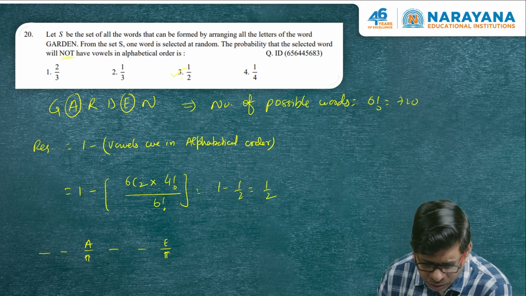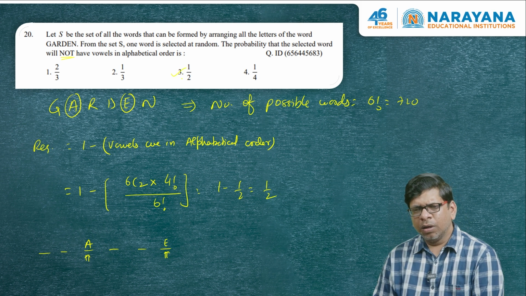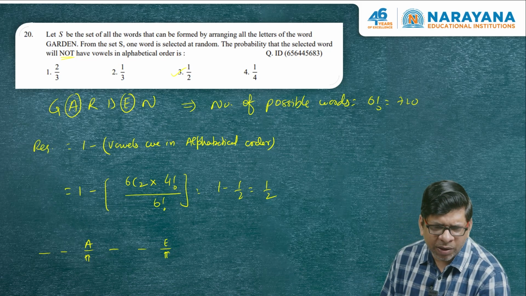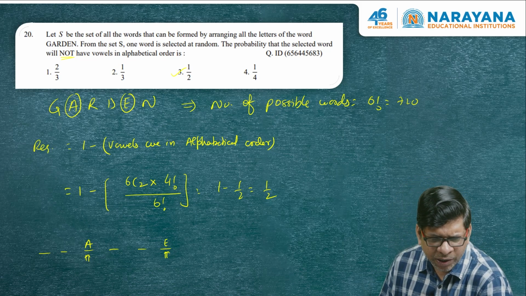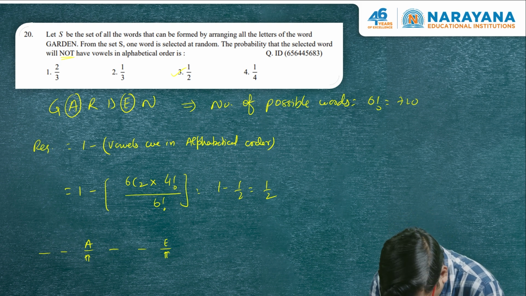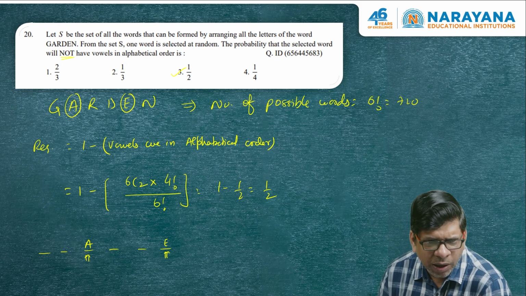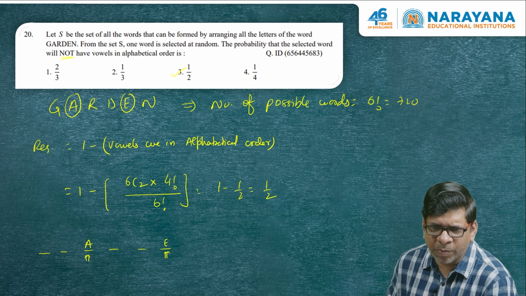And it is obvious, no need to solve also, because there are only 2 vowels and there are only 2 possibilities. Either the vowels are in alphabetical order or they are not in alphabetical order. So if we look at both the cases, one of the case is true and it is equiprobable, so we should get 1 by 2.